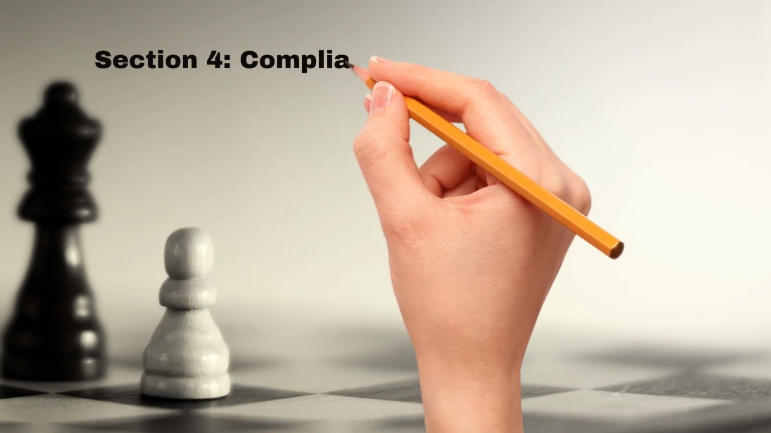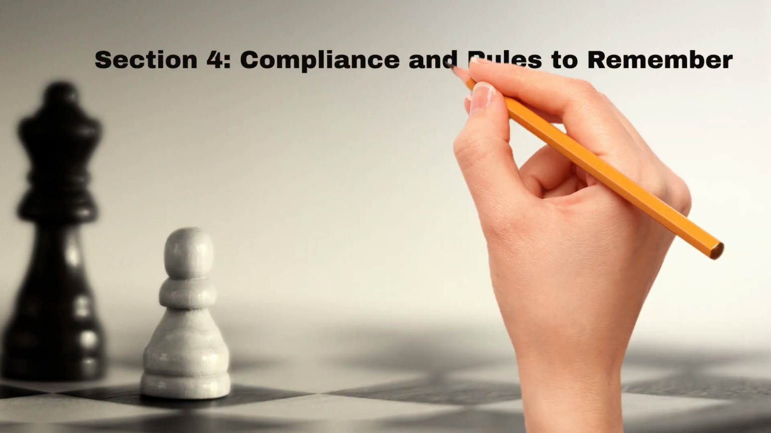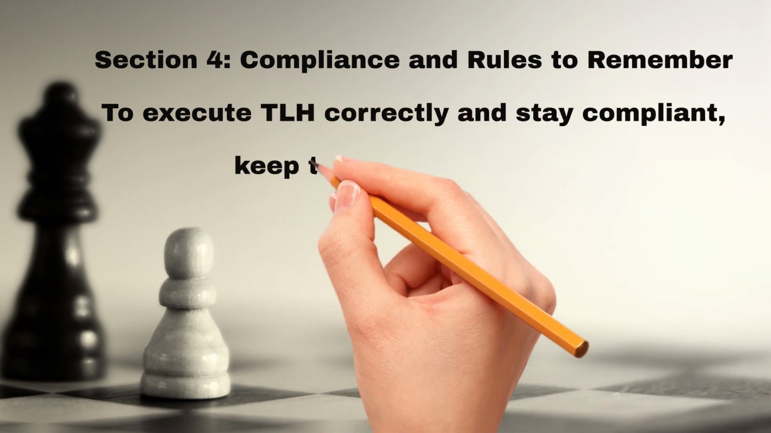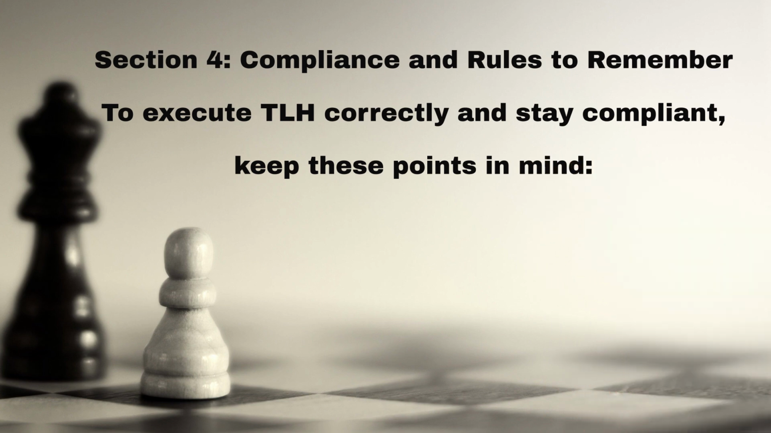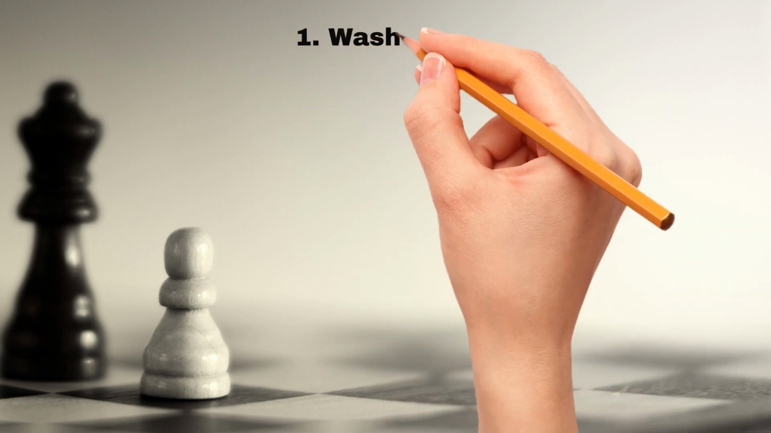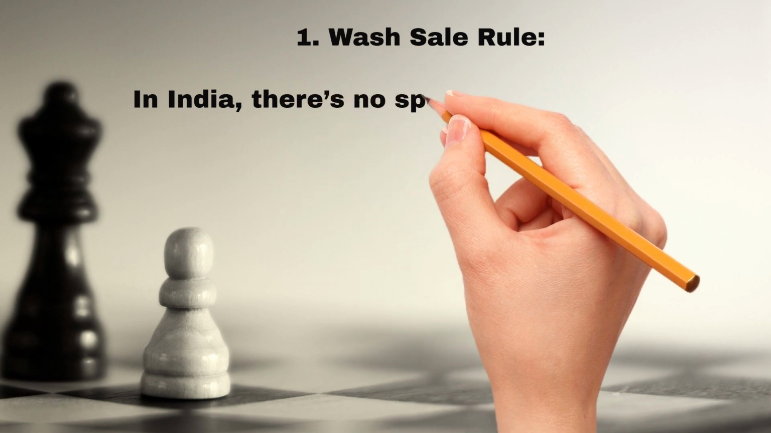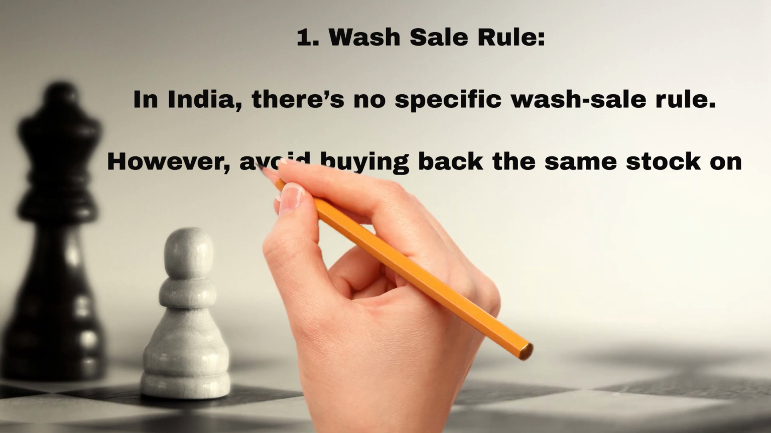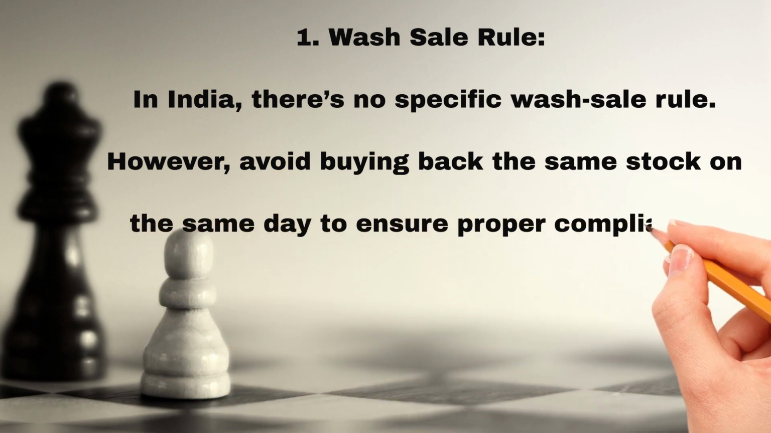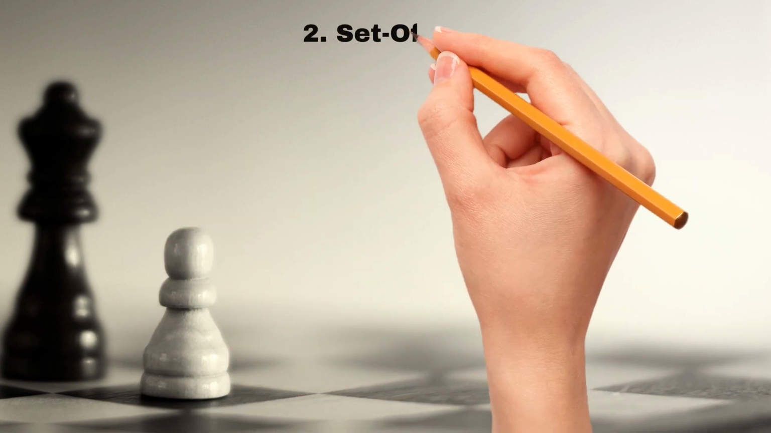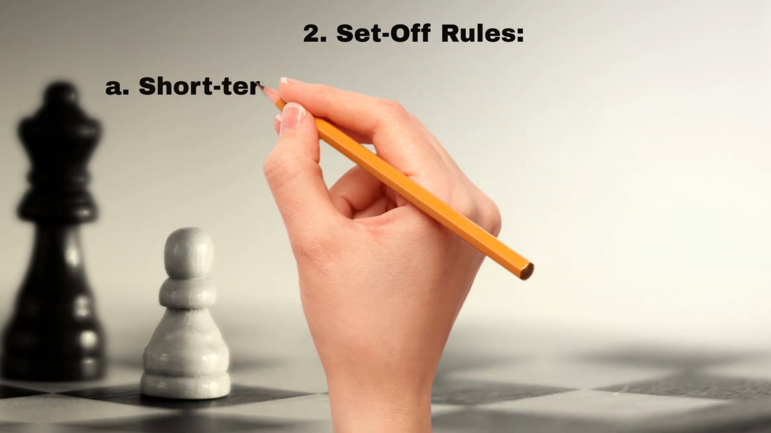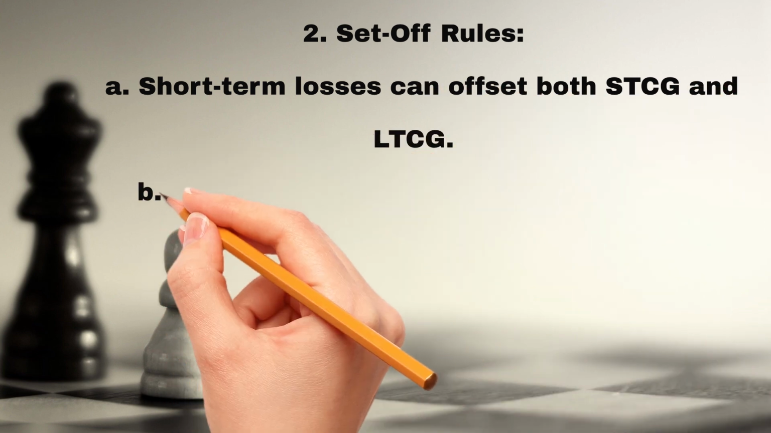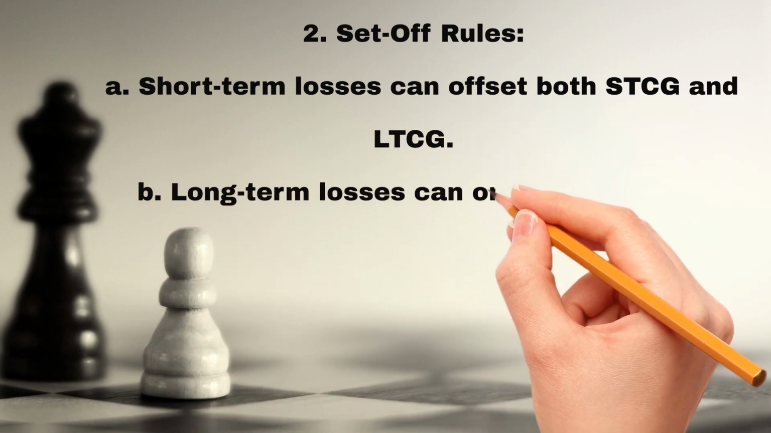Section 4. Compliance and rules to remember. To execute TLH correctly and stay compliant, keep these points in mind. 1. Wash sale rule. In India, there's no specific wash sale rule. However, avoid buying back the same stock on the same day to ensure proper compliance. 2. Set-off rules. A. Short-term losses can offset both STCG and LTCG. B. Long-term losses can only offset LTCG.